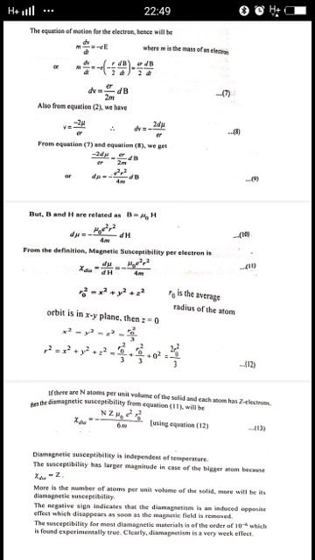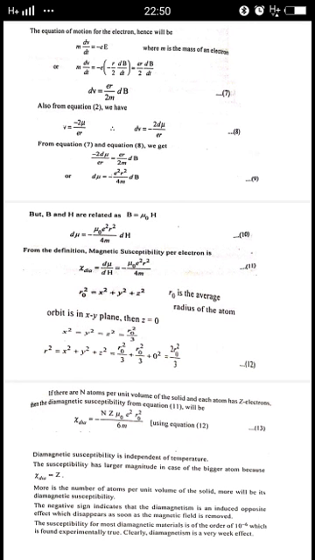Some conclusions can be drawn from equation 13. The diamagnetic susceptibility is independent of temperature, that is, temperature does not appear in the expression given by equation 13. The susceptibility has a larger magnitude in the case of a bigger atom, because susceptibility is directly proportional to z, the atomic number. The more atoms per unit volume, that is n, the more its diamagnetic susceptibility will be, as it is directly proportional to n.